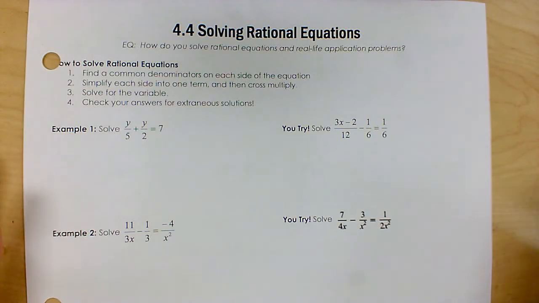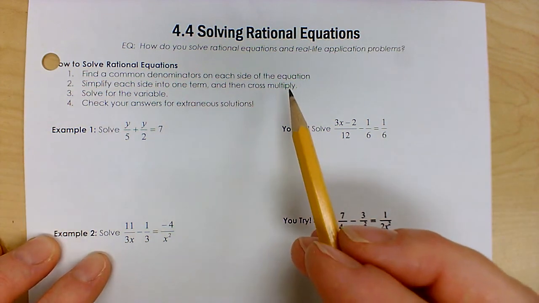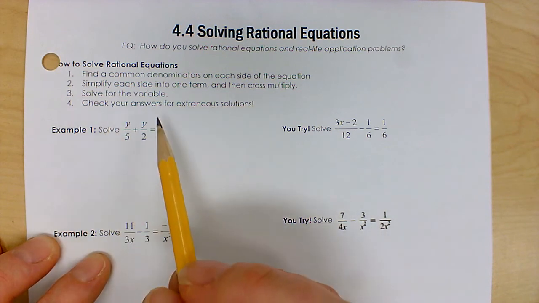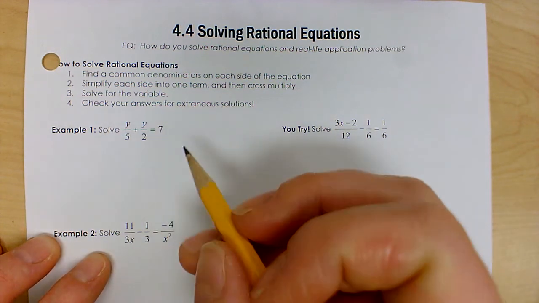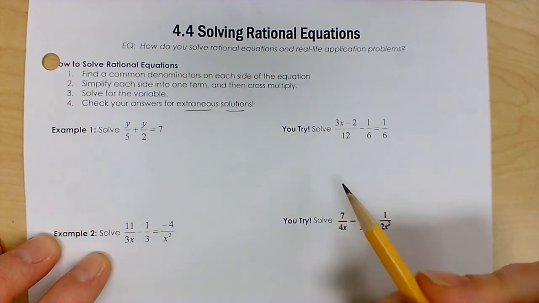Alright guys, so today we're talking about solving rational equations. Solving rational equations is very similar to when you add and subtract. You start by finding a common denominator on each side of the equation, simplify each side to one term, and then cross multiply and solve for the variable. You also have to check for extraneous solutions, which we've done in the past.